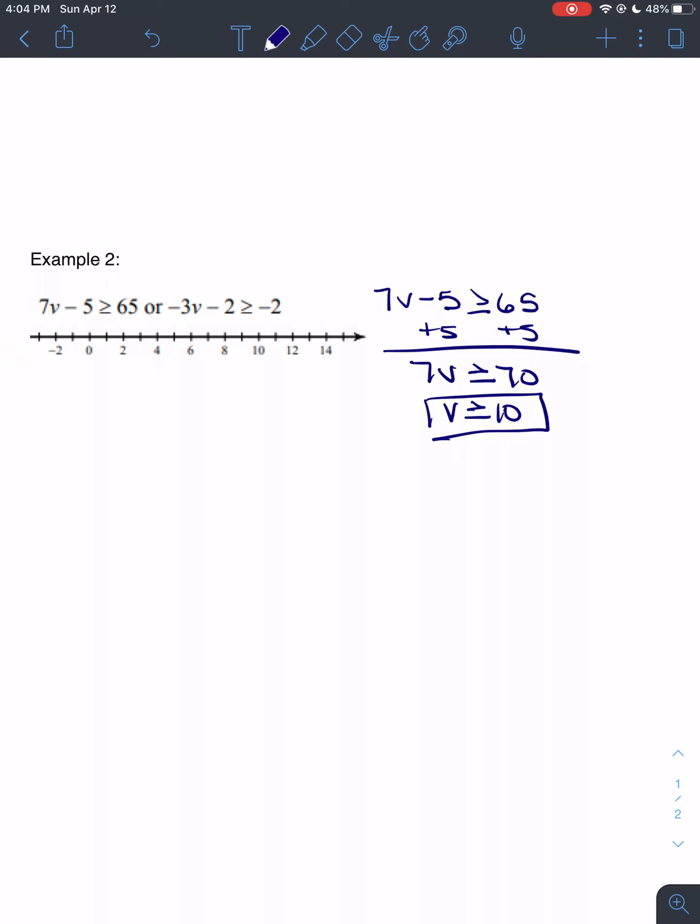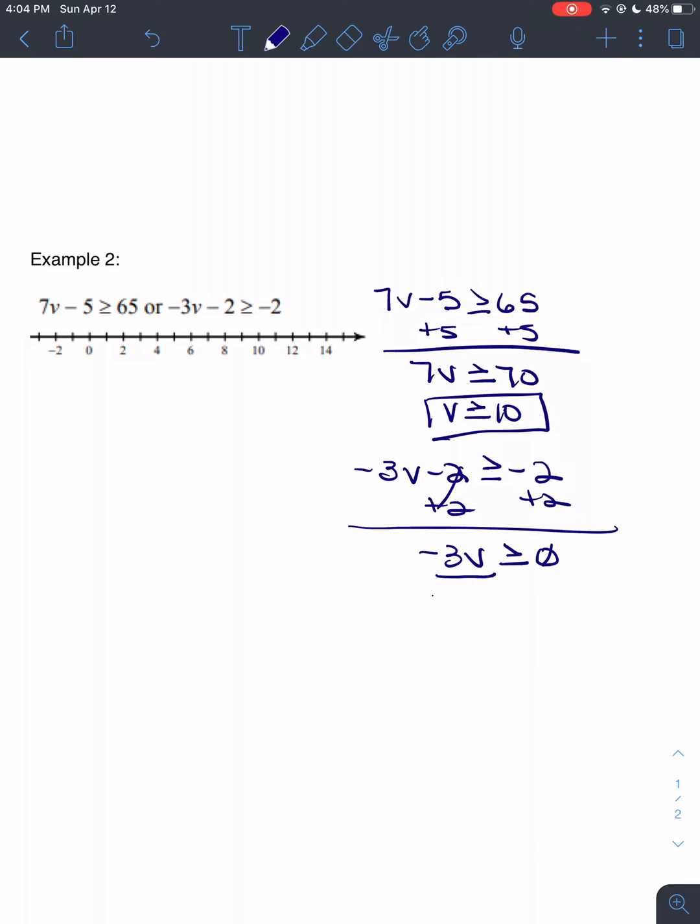Let's try the second one. We get negative 3b minus 2 is greater than or equal to negative 2. We're going to add 2 to both sides. It's going to give us negative 3b is greater than or equal to 0. We're going to divide each side by negative 3. You know, when you divide by a negative, you've got to flip the sign, so we're going to make that a less than or equal to. And 0 divided by anything is always 0. So there's our two parts.